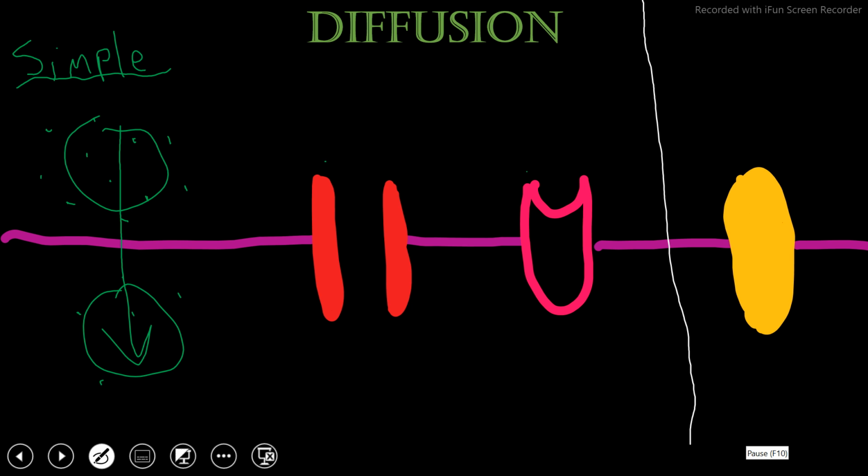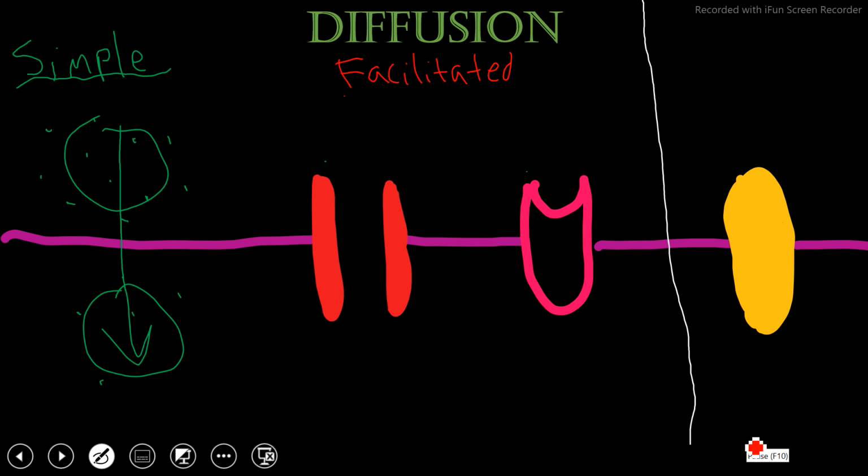The reason these molecules don't need any of these proteins is because they're small enough to pass through the tight-knitted phospholipid bilayer. Examples of these kinds of molecules would be oxygen or CO2. Notice with diffusion we are talking about solutes and not water. When we talk about water, that will be osmosis.